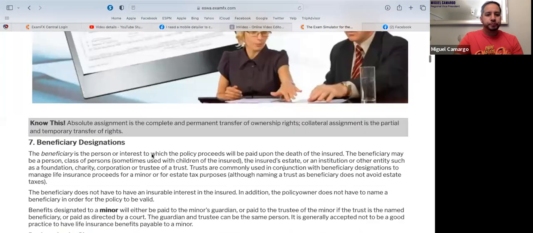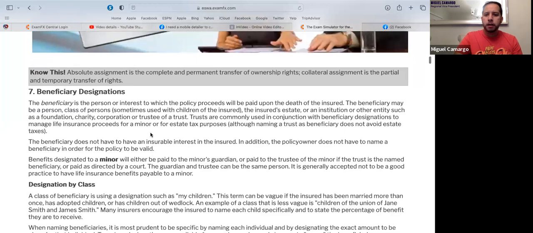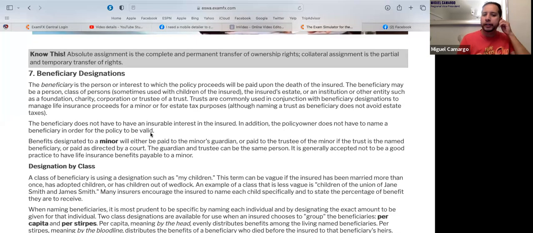All right. So the next one, beneficiary designation. We kind of talked about this earlier. The owner of the policy has every right to change the beneficiary at any time.